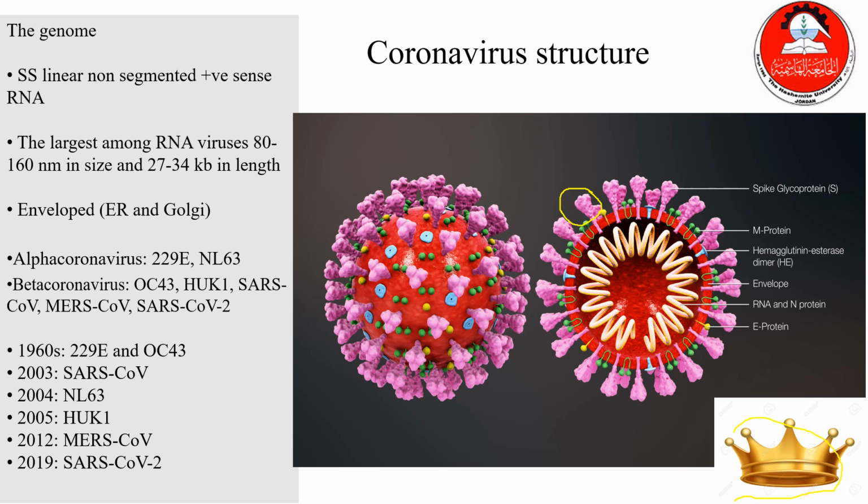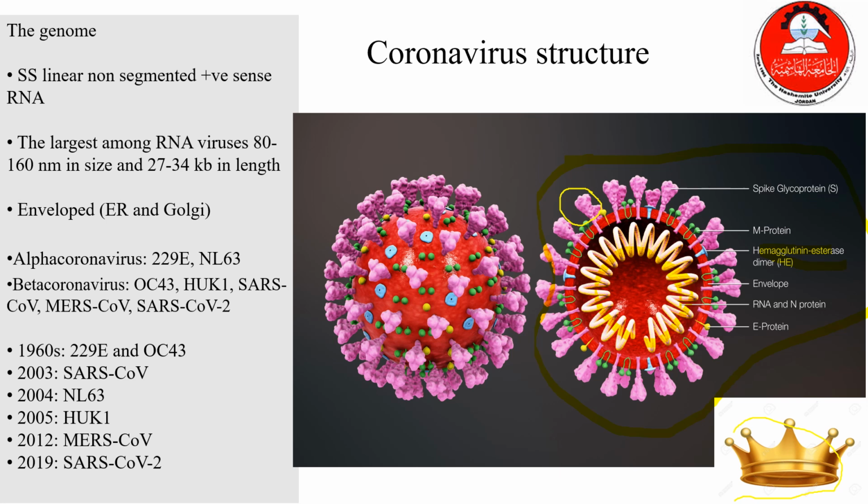This is the structure of the coronavirus, and as we can see, it has an S glycoprotein. Also, it has an M protein which is embedded within the envelope. Also, it has a hemagglutinin esterase dimer, which is the HE that you can see here. The HE is also within the envelope of the virus. As you can see, the genome of the virus is a helical genome, which is surrounded by an envelope, and that's why it has this circular shape.